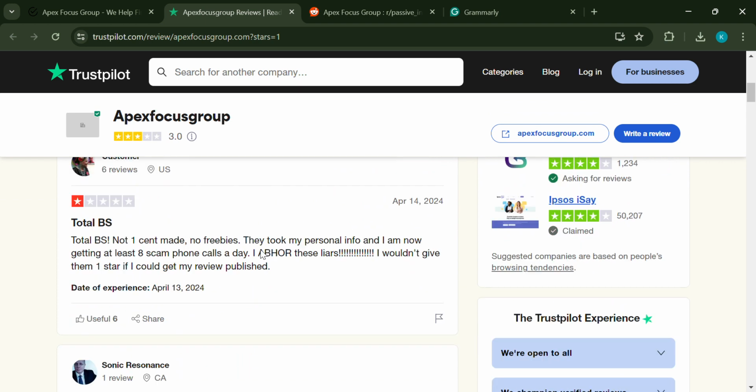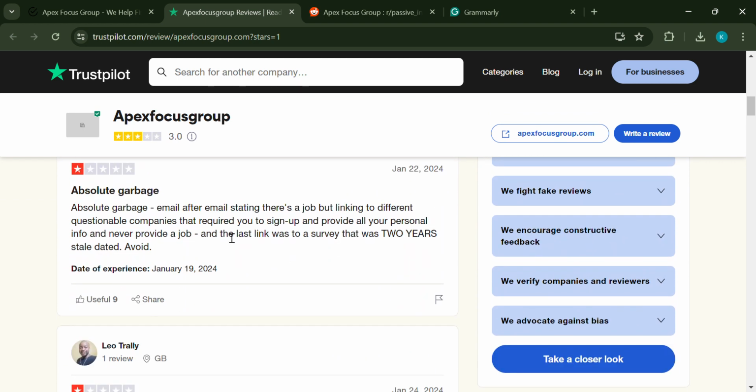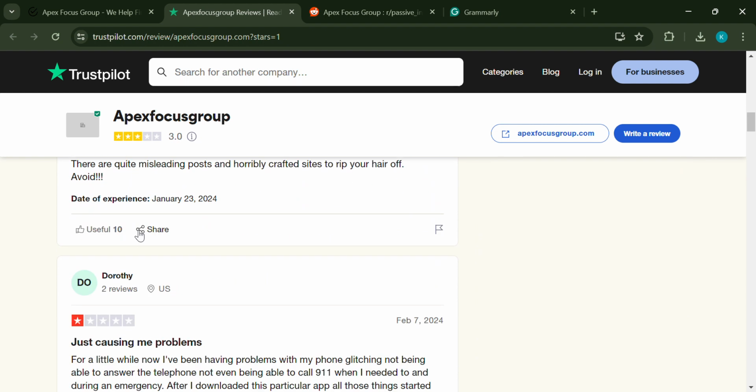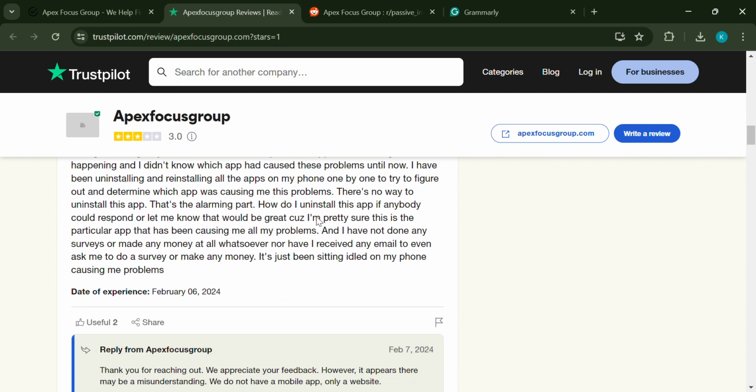The first thing that caught my eye was the whole earning potential thing. They throw around these crazy high numbers, but when you look at user reviews, people are saying they're barely making anything. More like points or a few bucks here and there. Not exactly the dream job they were promised.